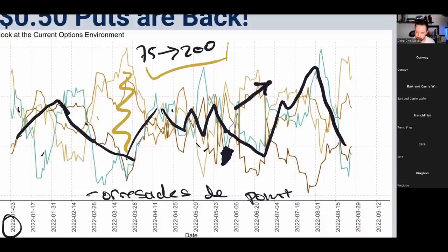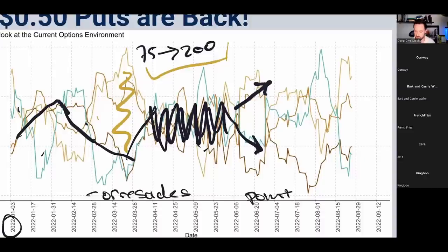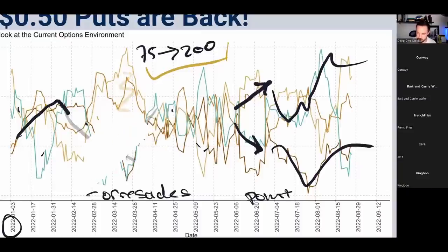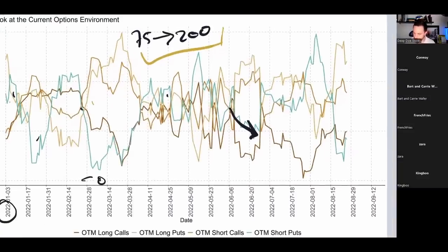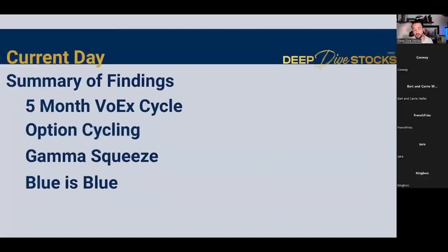Yeah, it looks like this really starts to split, at least in this moment, on the 6th, but it never really rejoins, right? Like we saw above, when they join, they get very messy together and then they split, and this kind of faked us out. So again, who knows? I didn't look into it, but something worth maybe keeping an eye on. So many squiggles. All right, so we have the 5-month VIX cycling. Option cycling, which seems weird, should be looked into. The gamma squeeze data, and blue is blue.